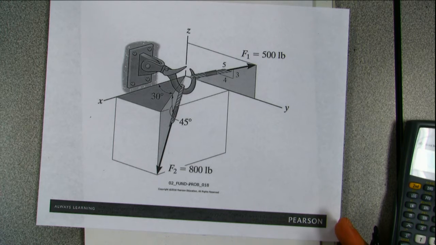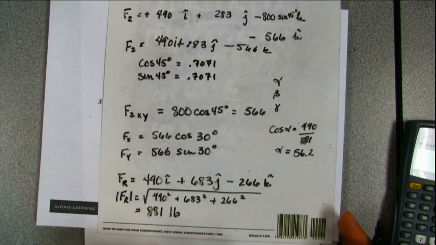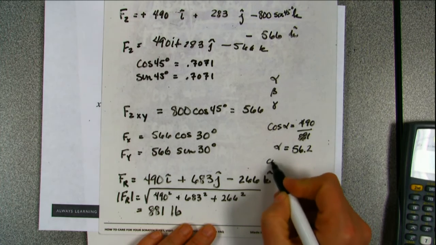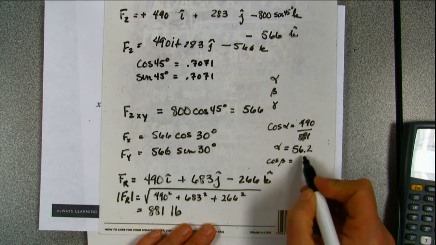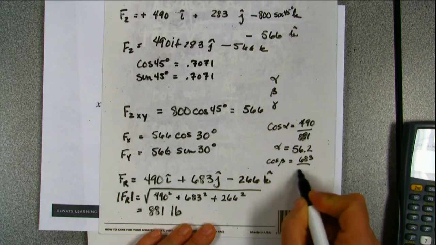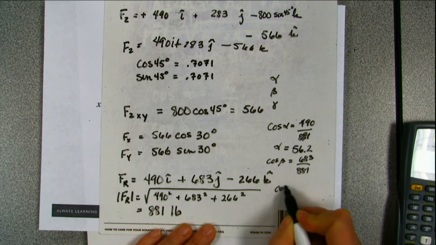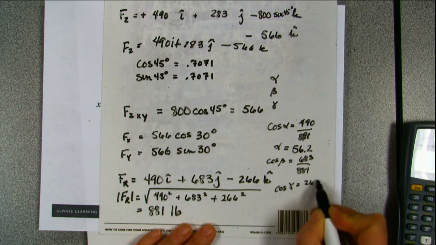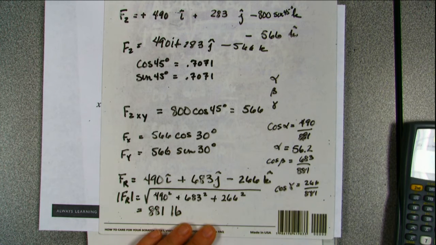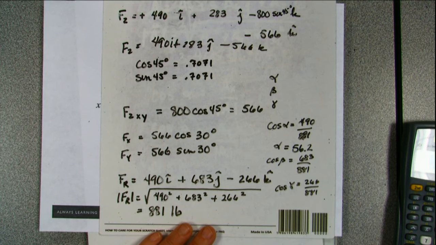To find our beta and gamma, would we also use cosine? Yeah, because cosine of beta is going to be the 683 divided by the 881. Cosine of gamma is going to be the 266 divided by the 881. We good? Okay, let's do another one.